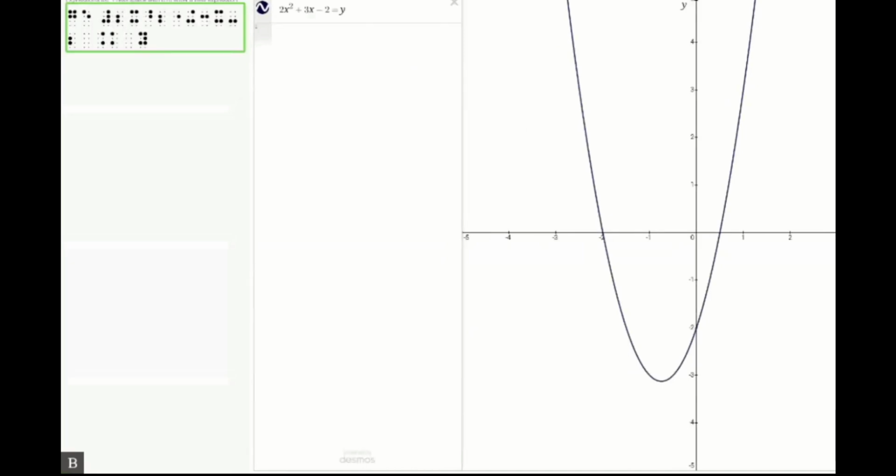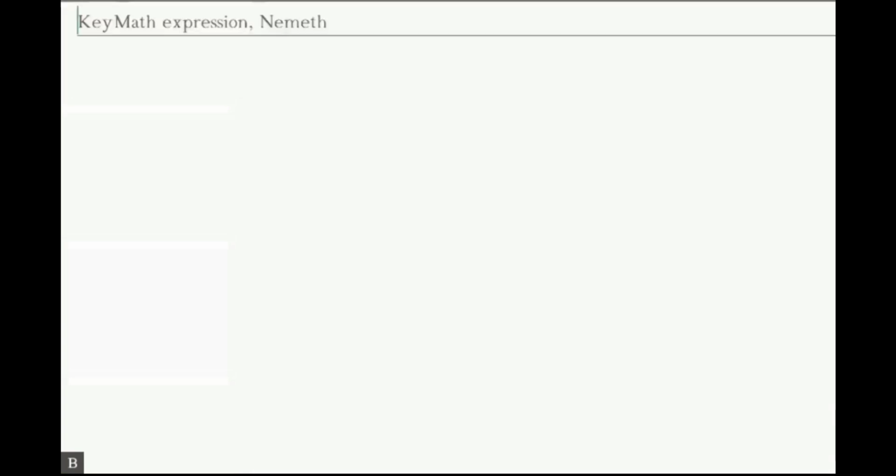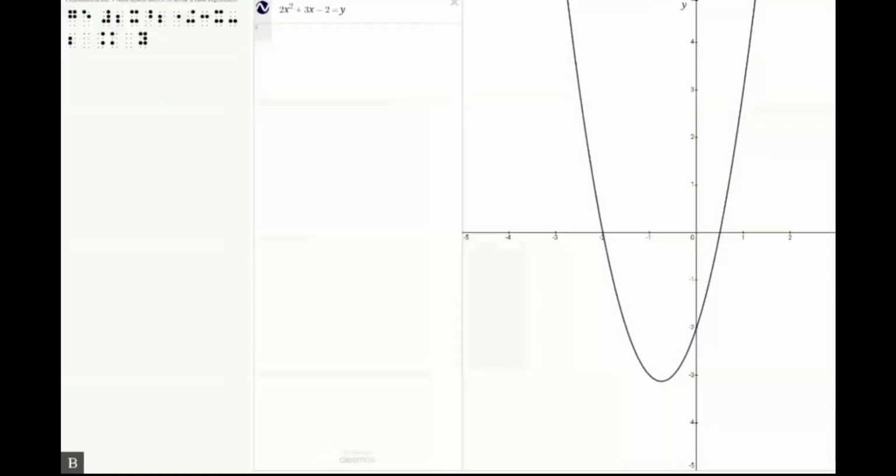Now what I can do is even add a second expression here. I'm going to press space with N to add another expression. KeyMath expression, name of edit box. And I'm going to just type in x plus 4 equals y. And I'm going to press the Enter key. And I'm going to see that graphed as well.